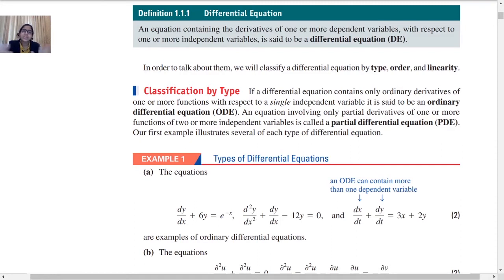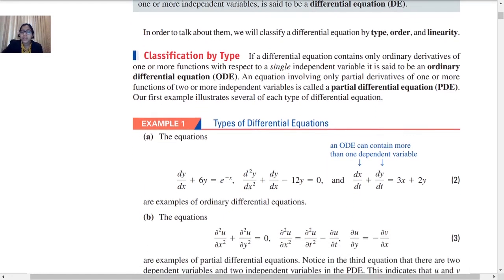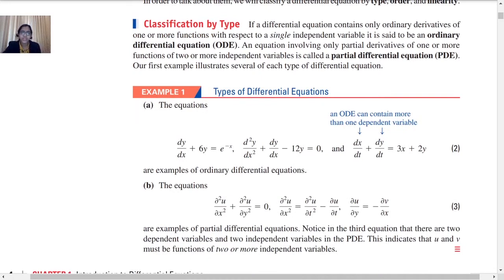So ordinary differential equations basically contain only d by dx, d by dt, all such forms. Now what will be the case of a partial differential equation? Partial differential equations will have partial derivatives in them. For example, dou square u by dou x square plus dou square u by dou y square is equal to 0. So here u is a single dependent variable, x and y are two independent variables. Dou square u by dou x square is equal to dou square u by dou t square minus dou u by dou t is another example of a partial differential equation. Dou u by dou y is equal to minus dou v by dou x. So here we have two dependent variables and two independent variables.